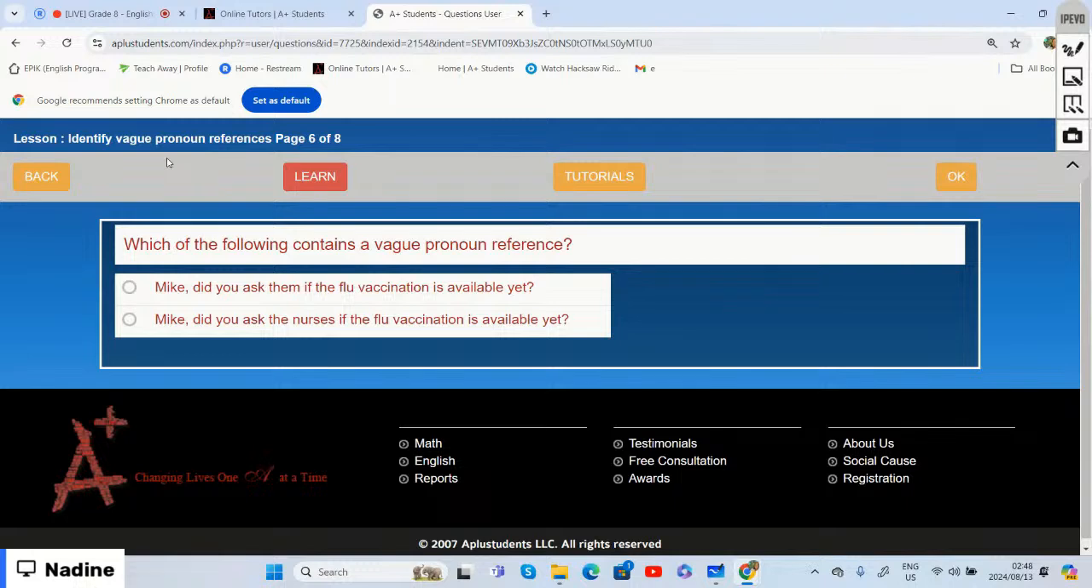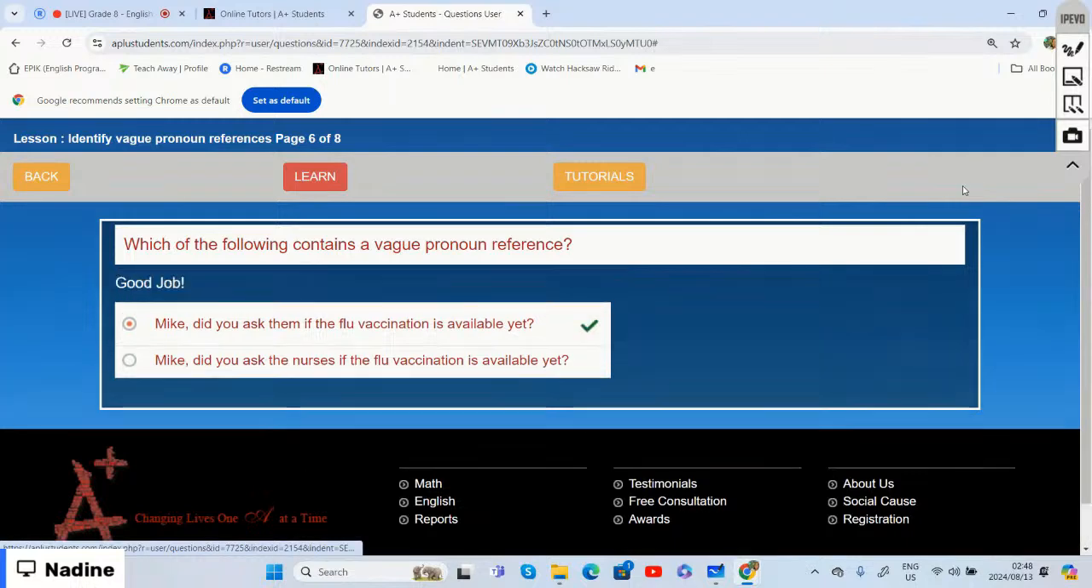All right, so if we were to choose the correct one, we will say the vague pronoun reference is the first one because yes, did you ask them? Who is them? Them can be anyone.